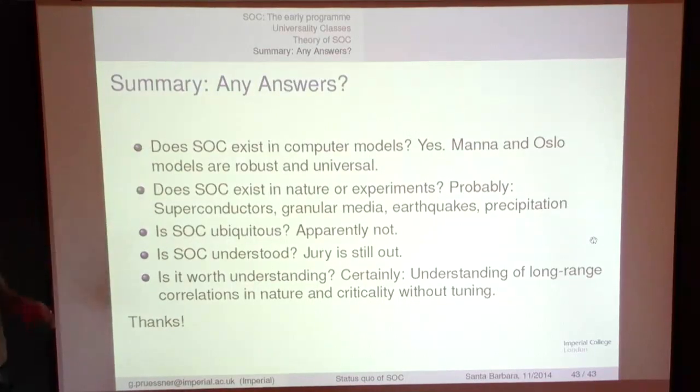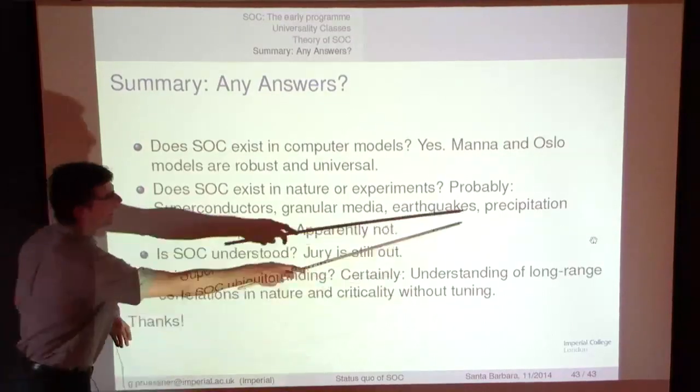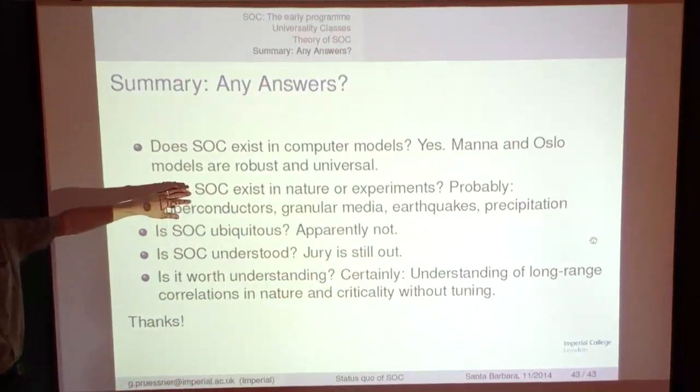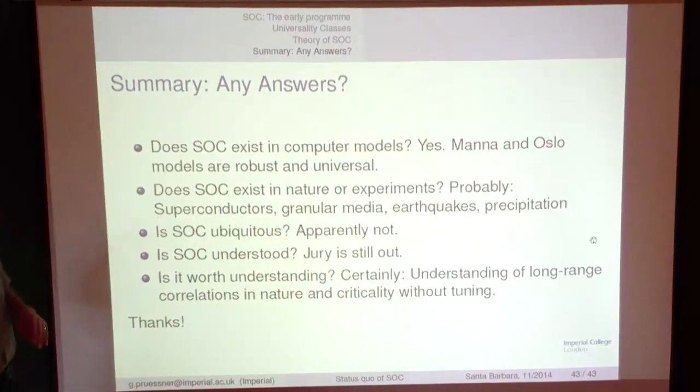The question is, does it exist in nature? And then there are a couple of experiments that really suggest so. I've just written down a couple of them for which I know successful implementations, if you like. I'm sure there are more. And the analysis for them is very, very impressive. So you would think, particularly the precipitation, has a clear understanding of to what extent it displays self-organized criticality.